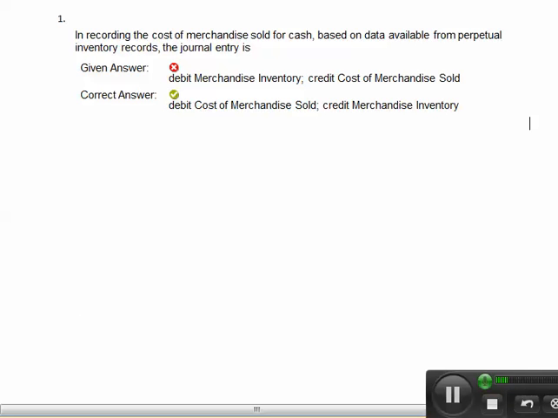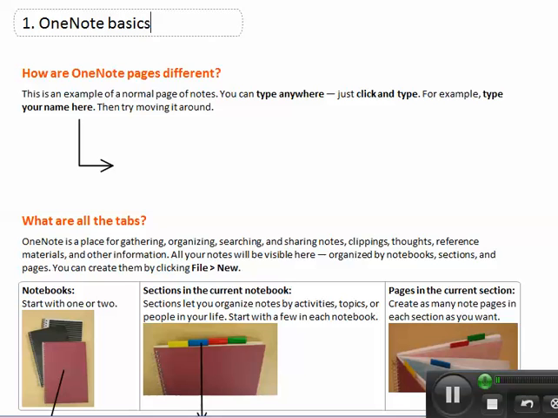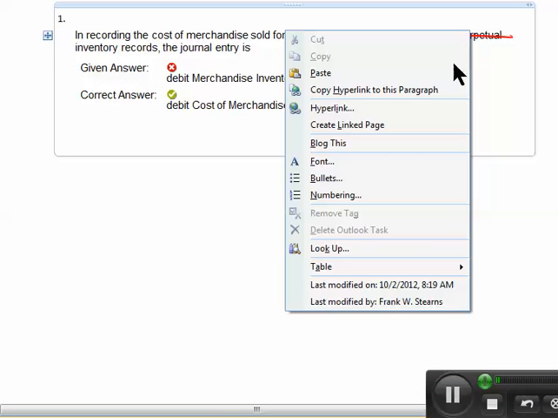So we are looking at the, oops, what happened here? Here we go.